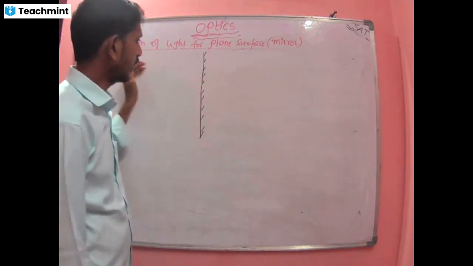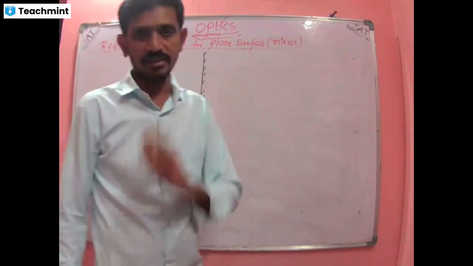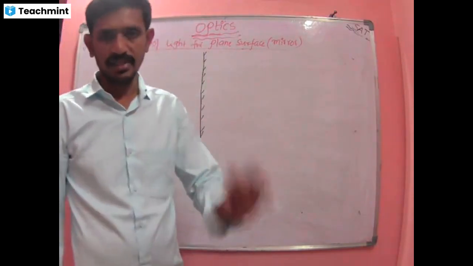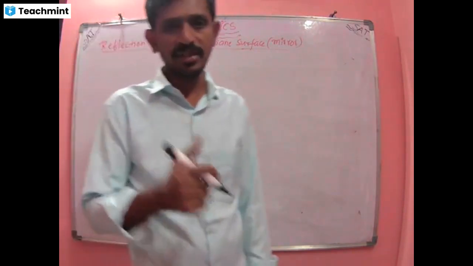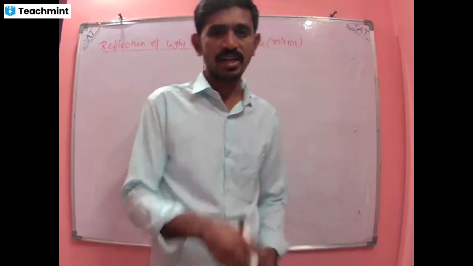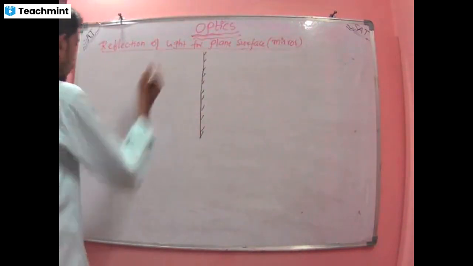It means the light cannot enter through that medium. So definitely that surface should be an opaque surface, otherwise we cannot get a reflection. This is the surface which is opaque. Then only we can get the reflection of light. I can take one point source here.